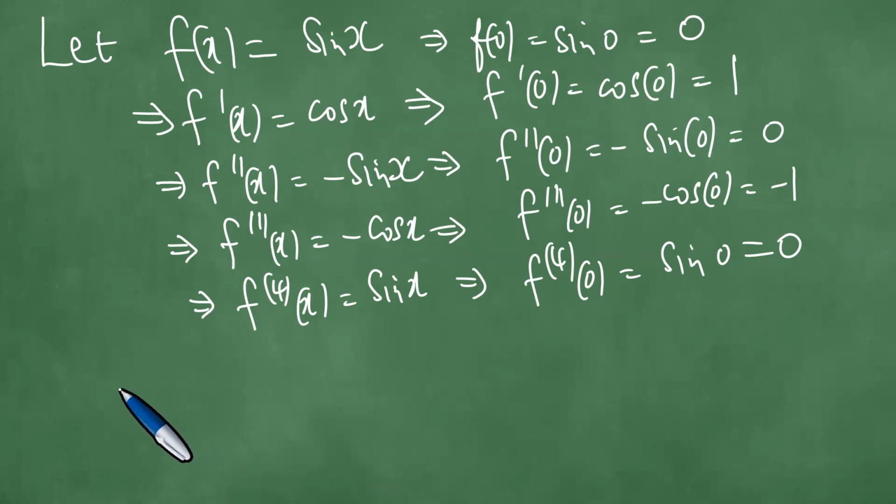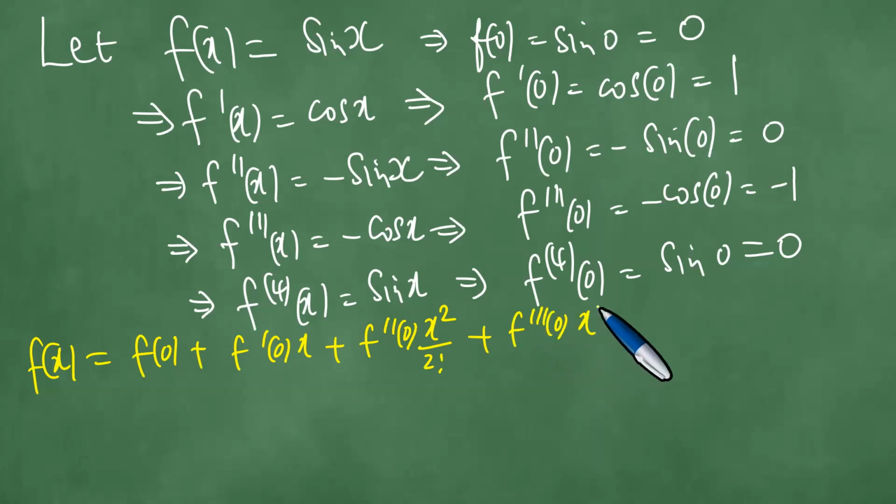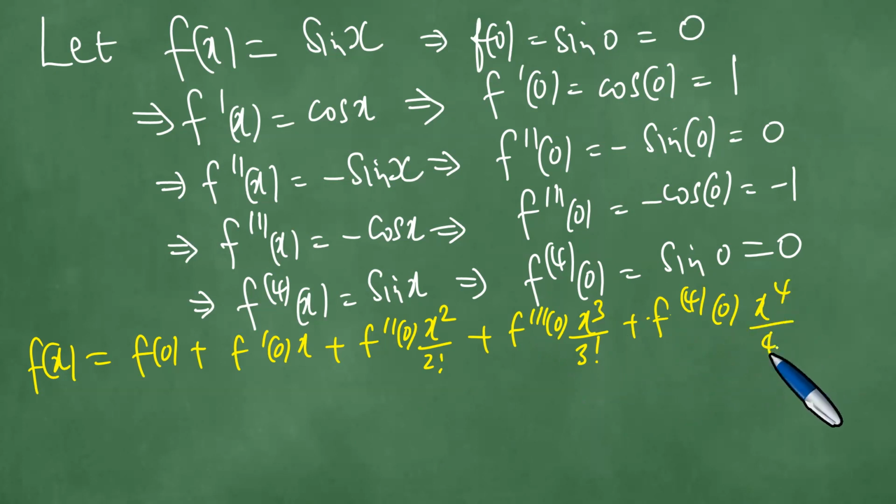So, what is all this here? Well, it tells us that this is f of 0, f primed of 0 x, double primed of 0 x squared over 2 factorial, triple primed of 0 x cubed over 3 factorial, and so on. Okay, we did up to the fourth derivative, so we can do the fourth derivative at 0, x to the fourth over 4 factorial.